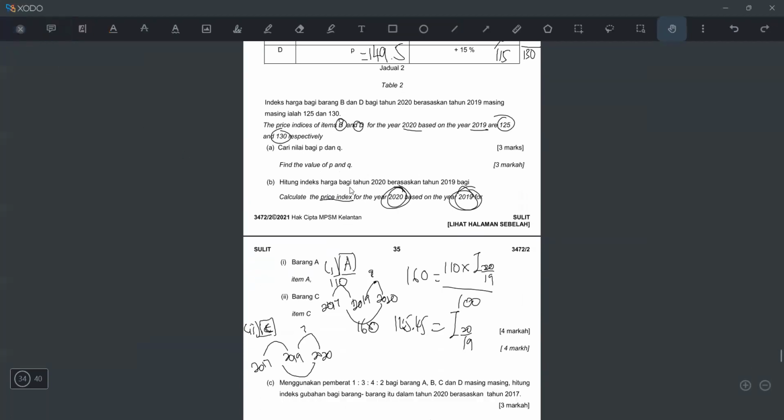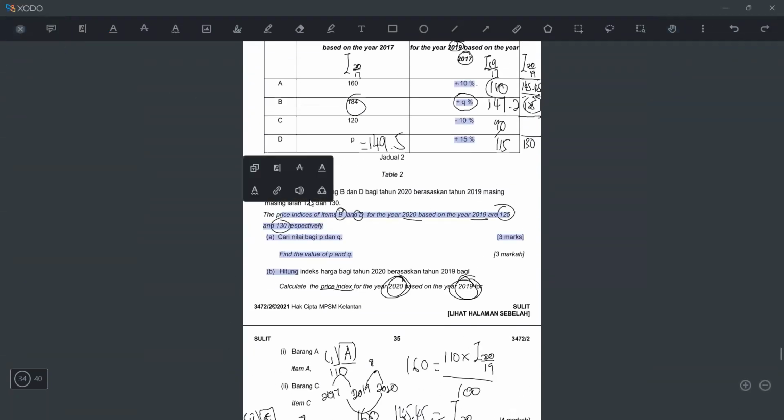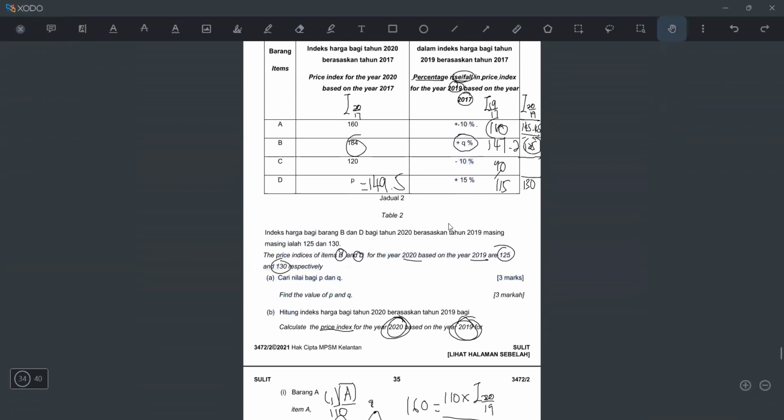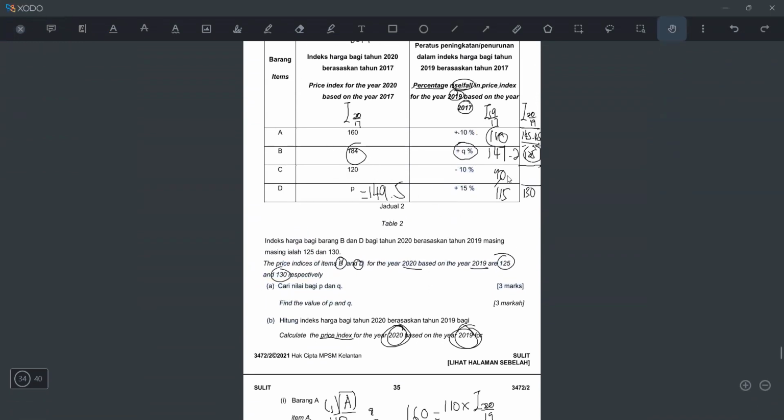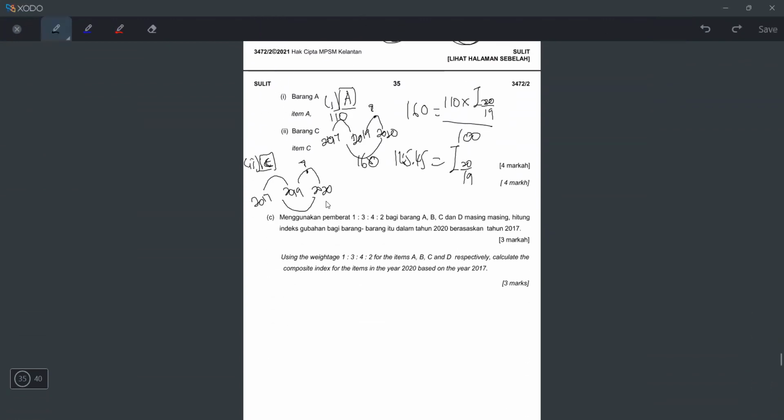So I will write a question mark here, and it means I need to have the values here and here, right? So do I have them? Let's see. For item C, you have the 120 and 90. What's 120? That's the one for 2017. So 20 based on 17 is 120.